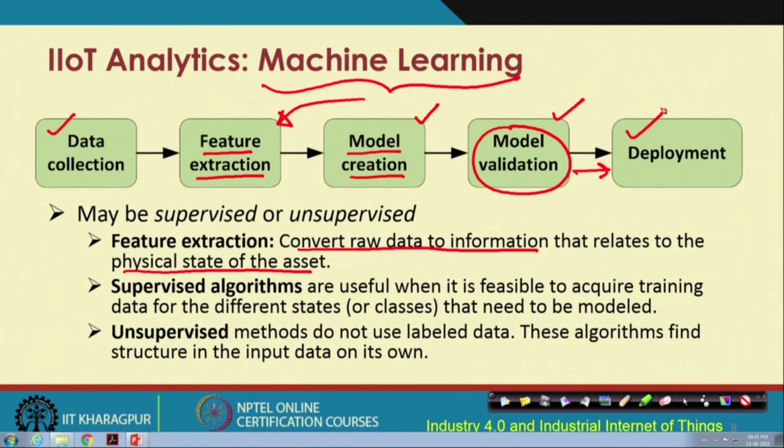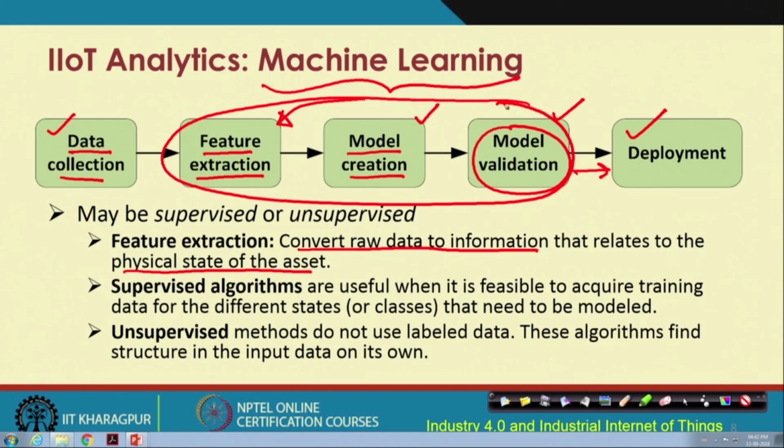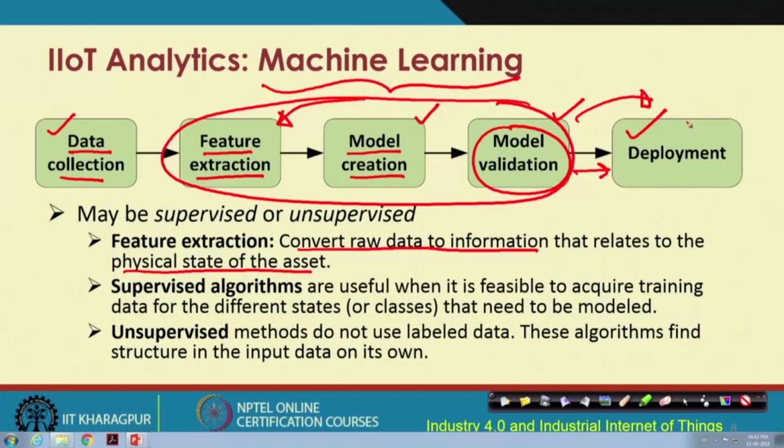So, there are two types of machine learning. Machine learning means that you are learning from data. The data that are collected, you are doing certain activities, feature extraction, model creation, model validation, etc. And from the deployed models, you try to learn about what is going to happen in the future. So, this is what machine learning talks about at a very gross level. So, this machine learning could be of two types, supervised or unsupervised.